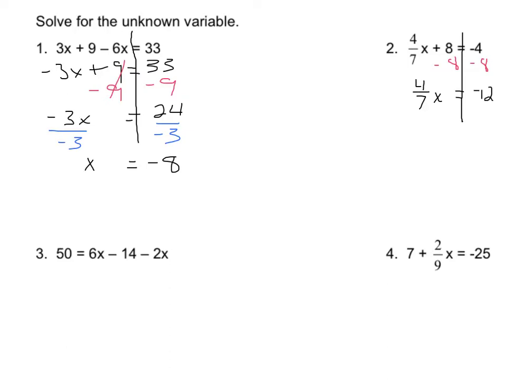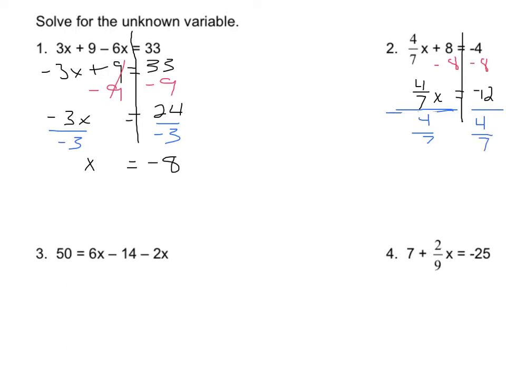Okay. Now, like I said, we're going to do opposite operations. So right here, we have 4/7 times x. So the opposite of multiplication is division. So I'm going to take the 4/7 and I'm going to divide it by 4/7. Right? Because anything divided by itself is 1, right? Okay, so divided by 4/7. And then I'm going to do the same thing over here.